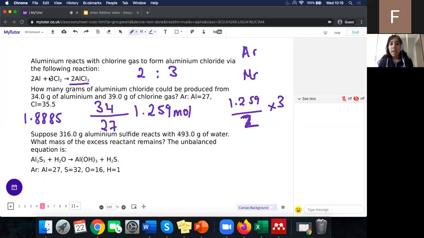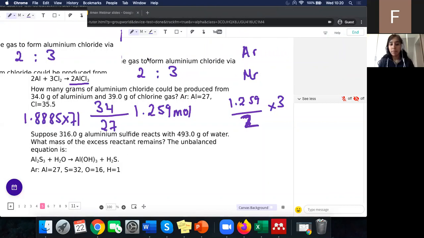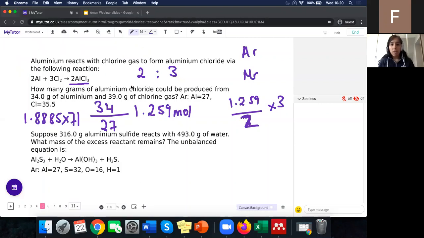So that means the mass of chlorine, or what we expect if we react all of the aluminium, is 1.8885 multiplied by the Ar of chlorine, which is 35.5 times 2, which is 71. So what is 1.8885 times 71? That will give us the grams of chlorine that would react with that aluminium. 134 we've had from someone. Anyone else? 1.8885 times 71. What does that equal? Good, 134.0835.